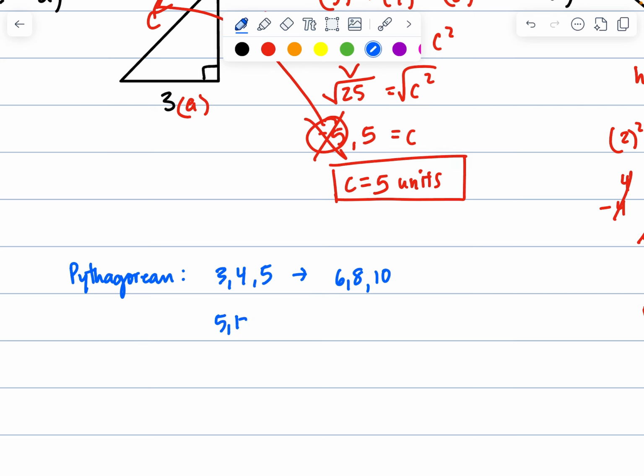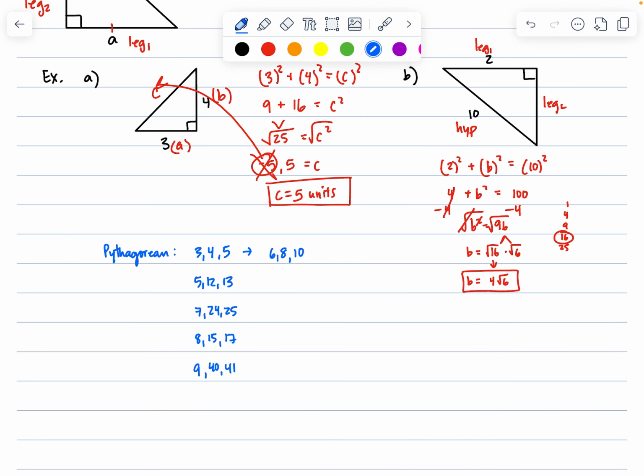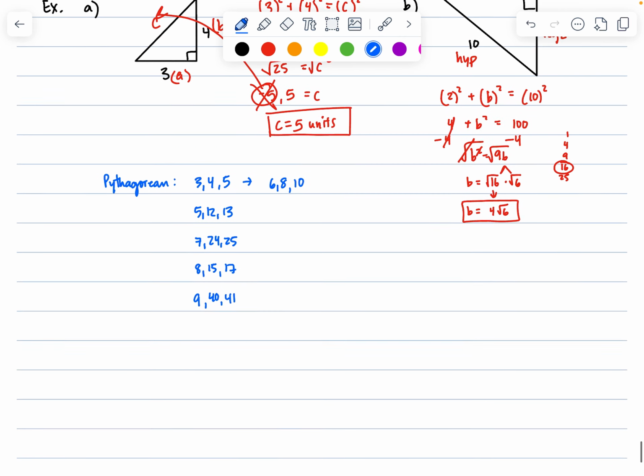Another common one is 5, 12, 13. Notice that I'm putting the hypotenuse last on purpose. 7, 24, 25 is another common one. 8, 15, 17. And then the last common one that I'm going to talk about, obviously 6, 8, and 10 is one, but 9, 40, and 41. So I'm going to leave it at that. These are just good to have handy in case we recognize some Pythagorean triples in right triangles. So, Pythagorean triples.